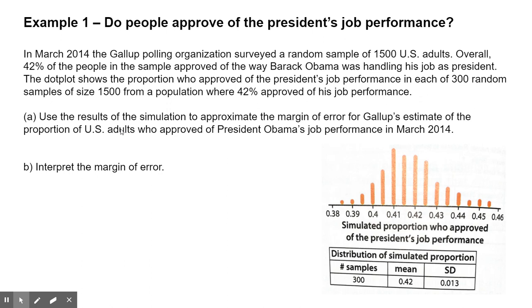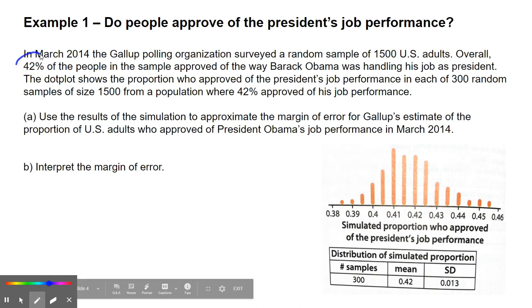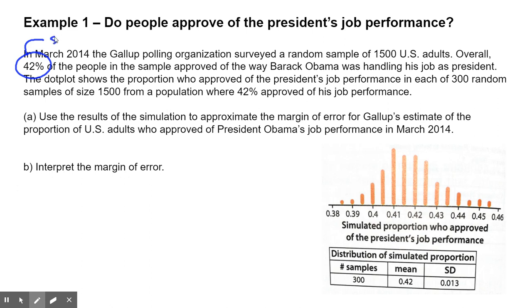So let's talk, okay? We obtained one random sample of 1,500 U.S. adults. 42% said they approved. This is our sample proportion. Now, we'll talk about this later on in the year, but that's our p hat value, the sample proportion. Just like y hat is our predicted y value, p hat is our sample proportion value.